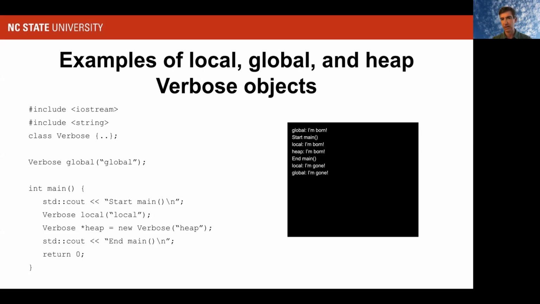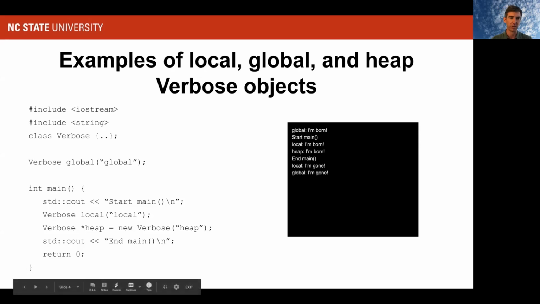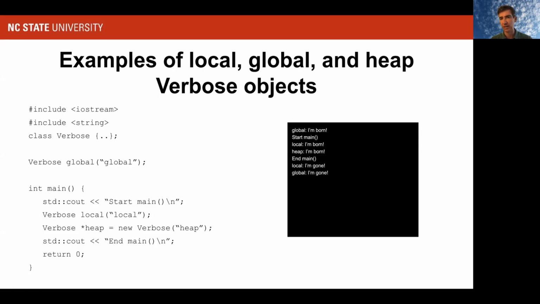And then main ends. And when main ends, it deallocates its stack. And when we do that in C++, we also run the destructor of any object that's on the local stack to take any actions that need to be taken to clean it up. And here, we print out local I'm gone. Okay, and then, as we already talked about, the last thing to go is the global, and it prints out, I'm gone.